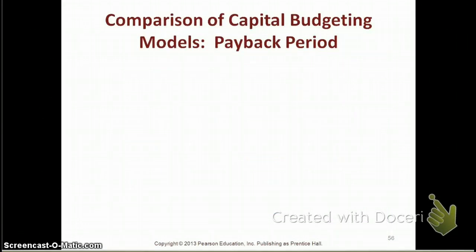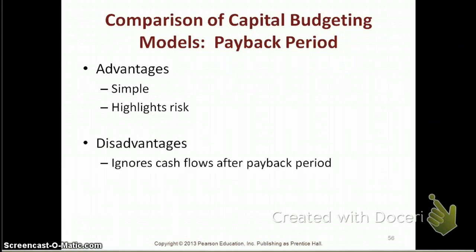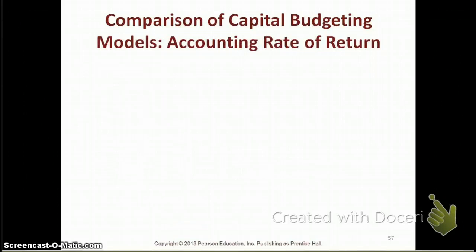First, we're going to look at the payback period. The biggest advantage of the payback period is that it's simple. It's very easy to calculate. It highlights any risks. However, the disadvantage is that it ignores cash flows after the payback period, and it does not take into account the time value of money.